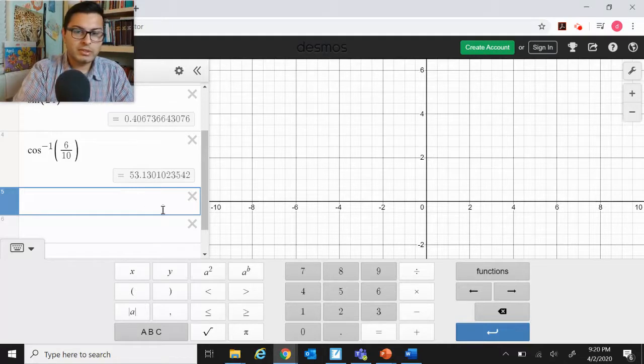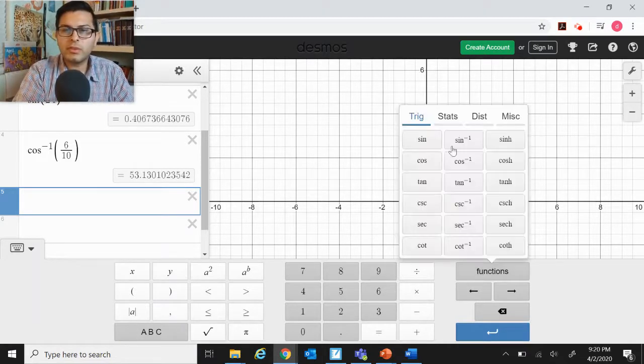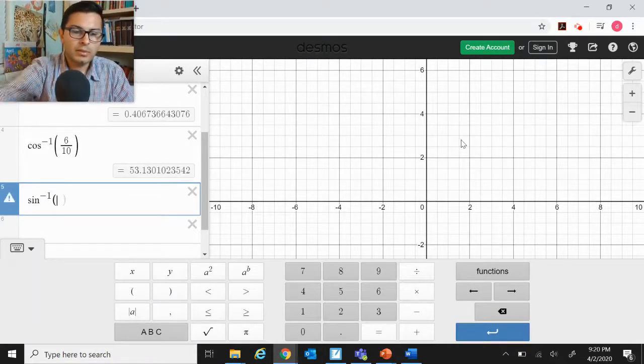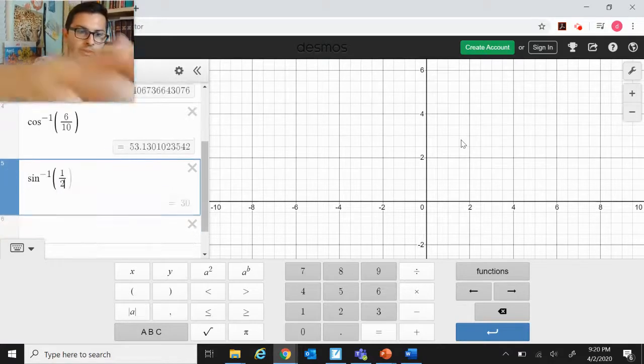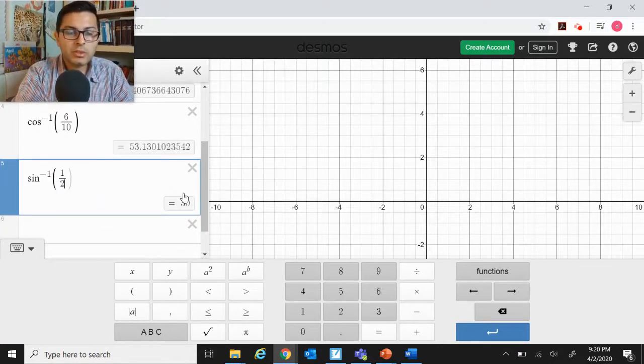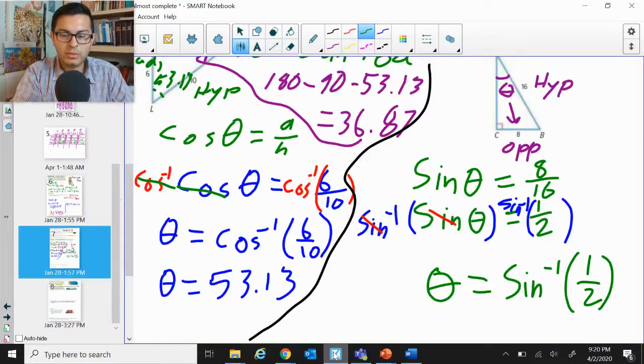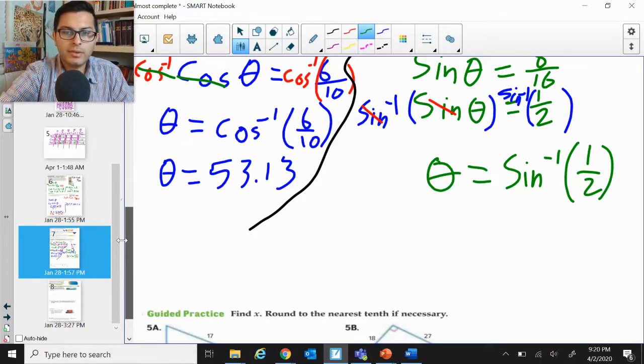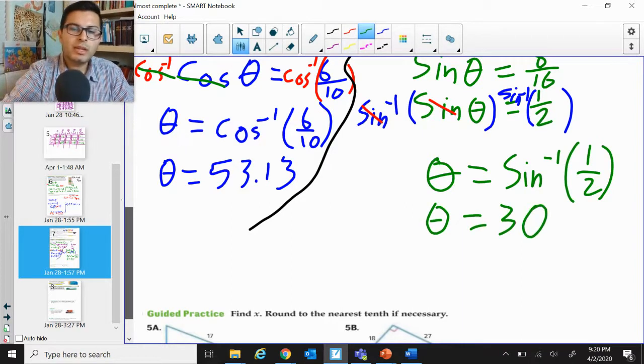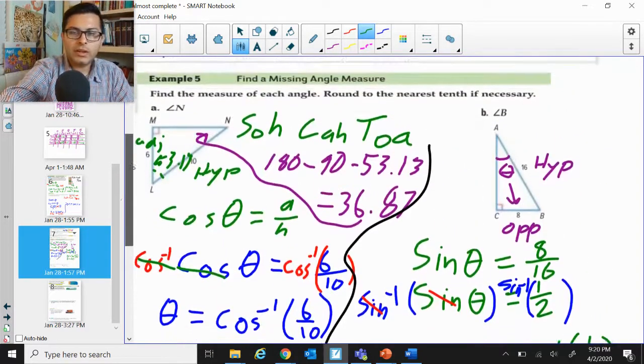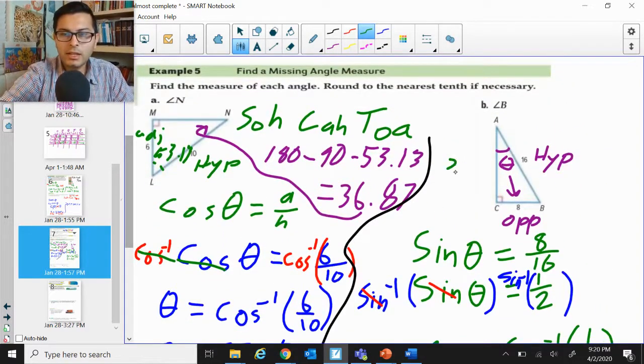So let's type in sine inverse. Let's go this route this time. Functions, sine inverse, and we're going to say 1 divided by 2. This is going to equal 30. Look at that. So let's go back to our problem, and we can just fill it in. We can say, all right, well, theta is going to equal 30. Super nice, super simple. And then we can fill that in on our triangle. We can say, hey, this angle is going to be 30 degrees right there, that one.